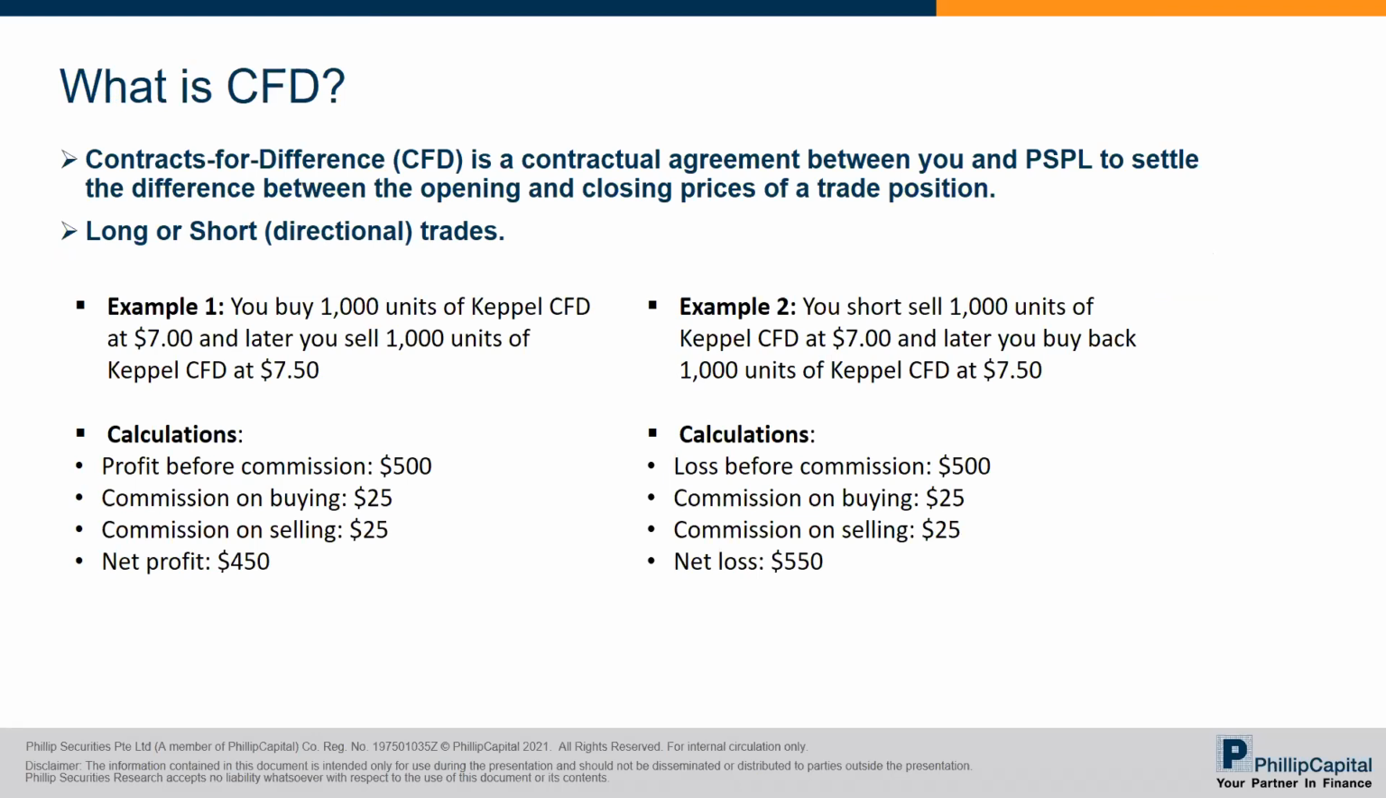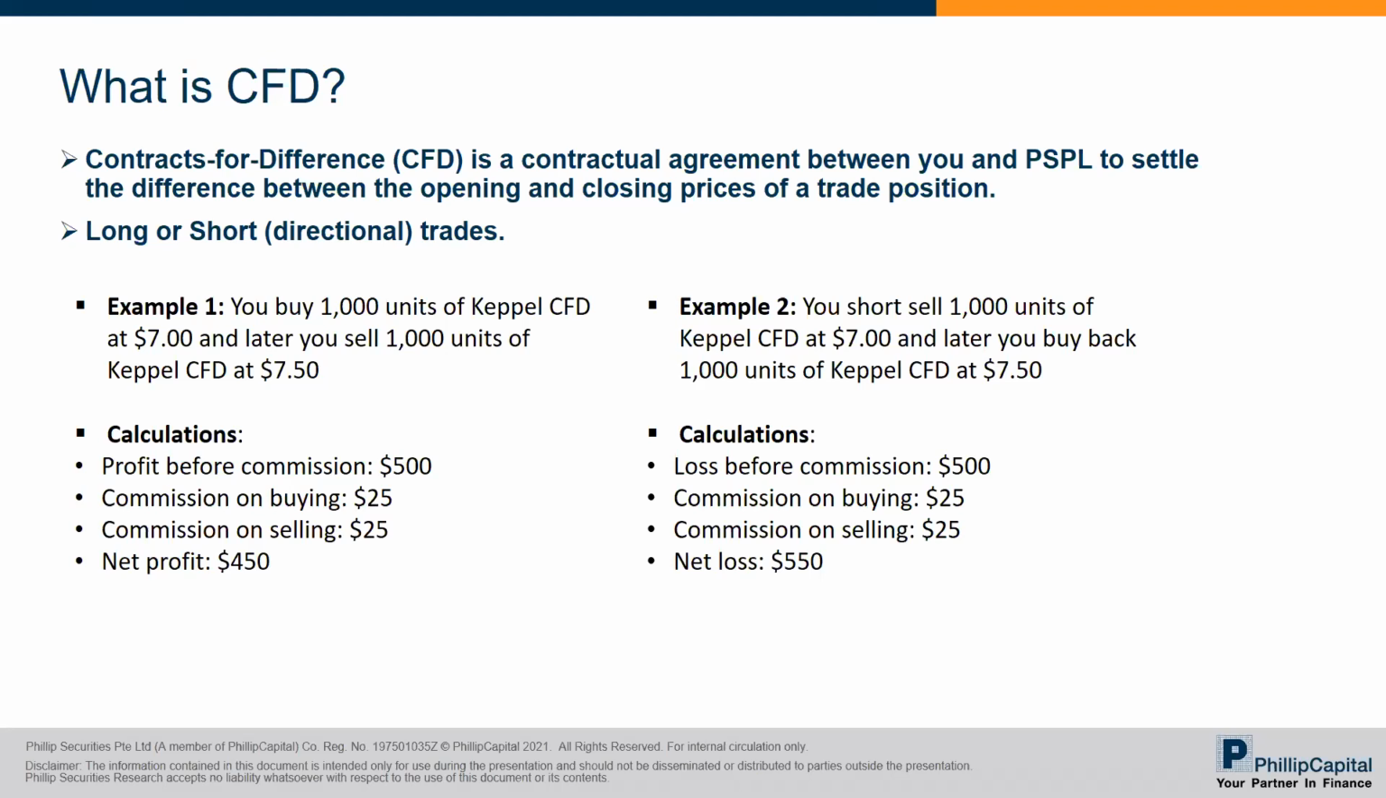So for the first one, assuming you're purchasing 1,000 shares of Capital Equity CFD contract at $7, and then later you sell it at $7.50. So the net differential of 50 cents for 1,000 shares will be your profit. And then assuming commission on buying and selling of $25 per leg, then the net profit will be $450.